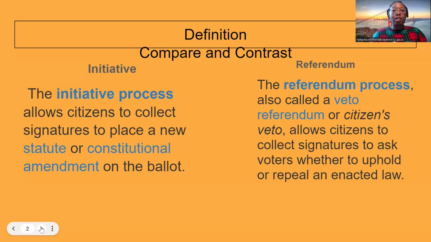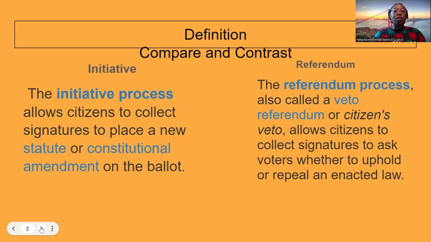All right, this slide is the definition and compare and contrast of initiative and referendum. The initiative process allows citizens to collect signatures to place a new statute or constitutional amendment on the ballot. The referendum process, also called a citizens' veto referendum, allows citizens to collect signatures to ask voters whether to uphold or repeal an enacted law. So that's the definition of initiative and referendum.